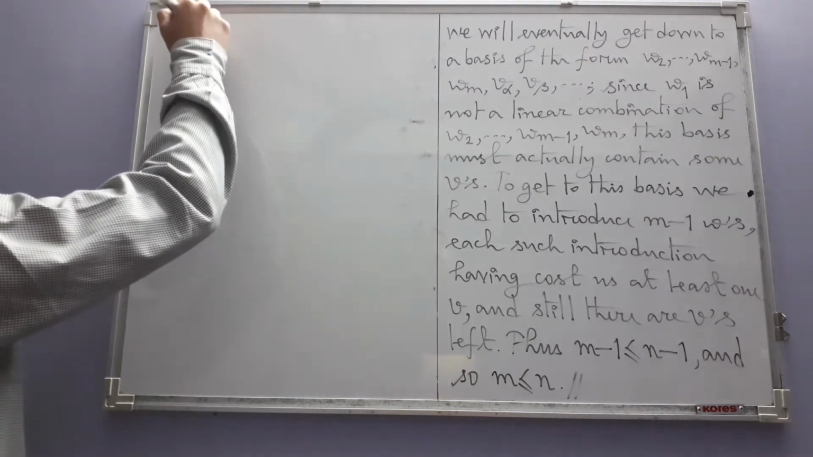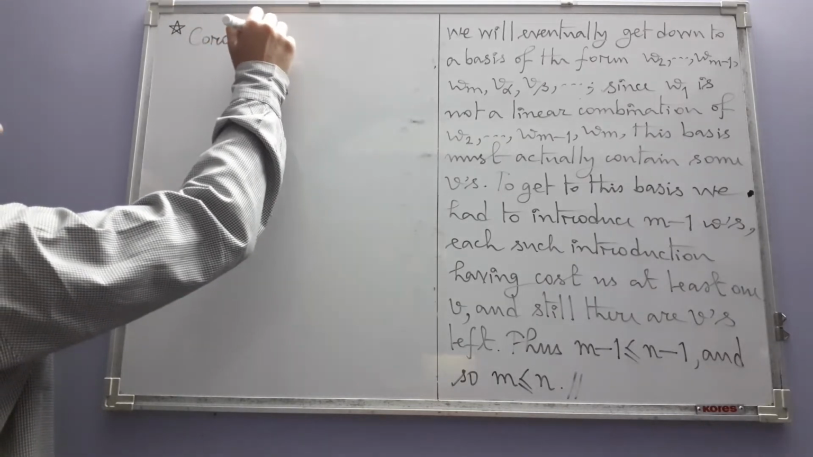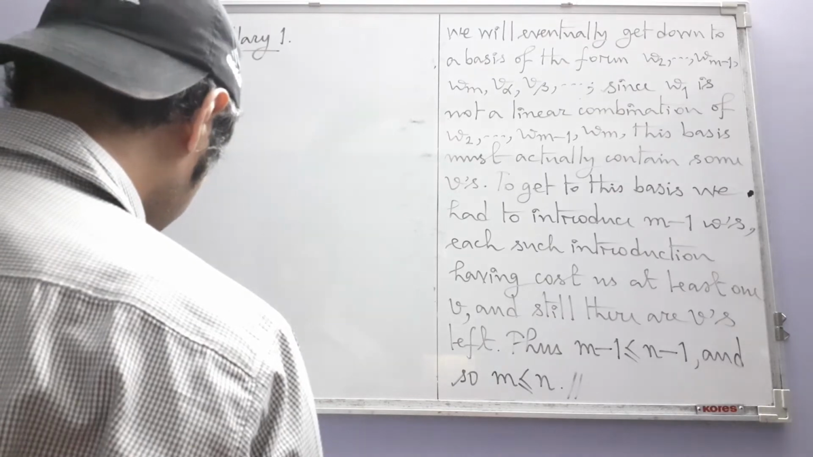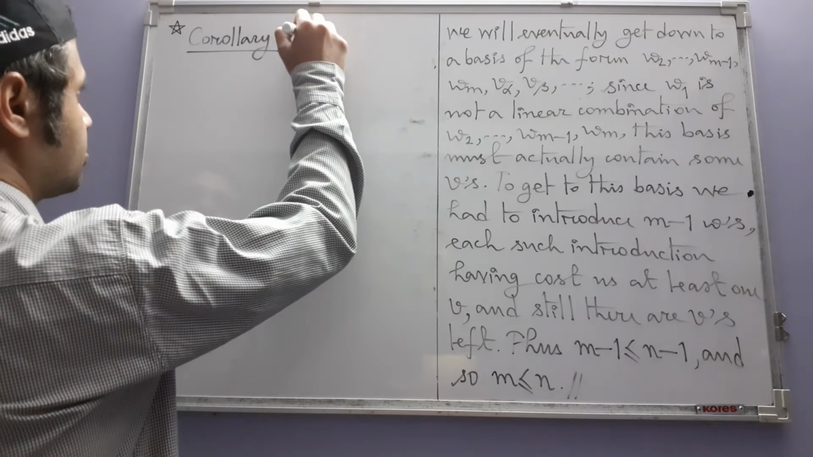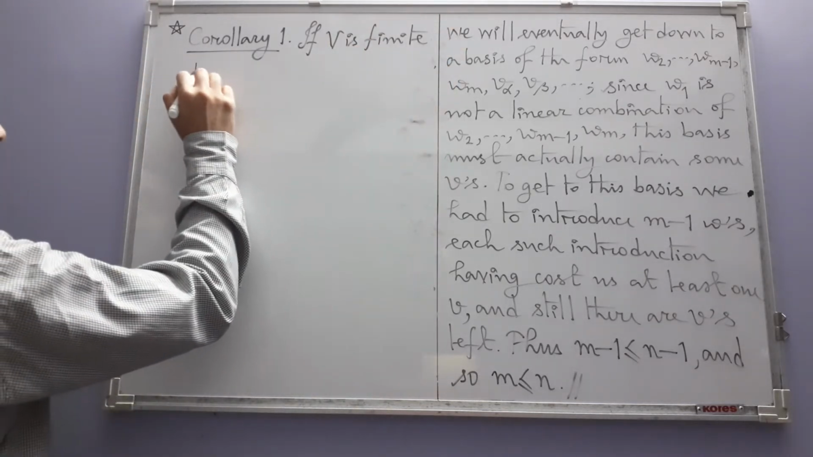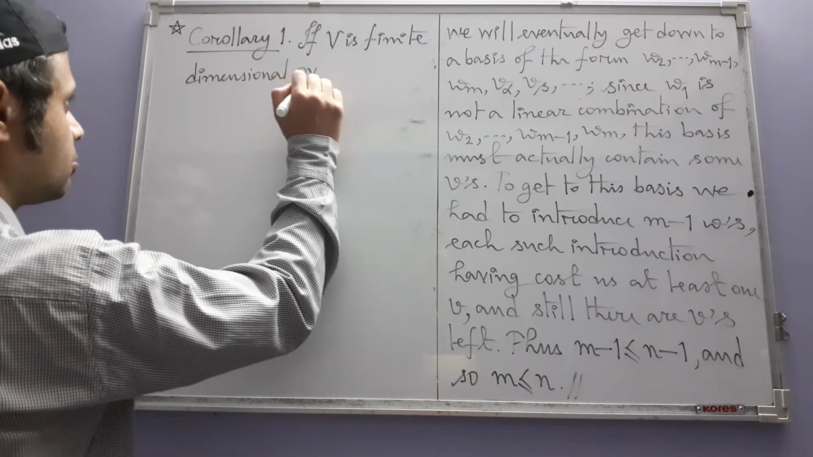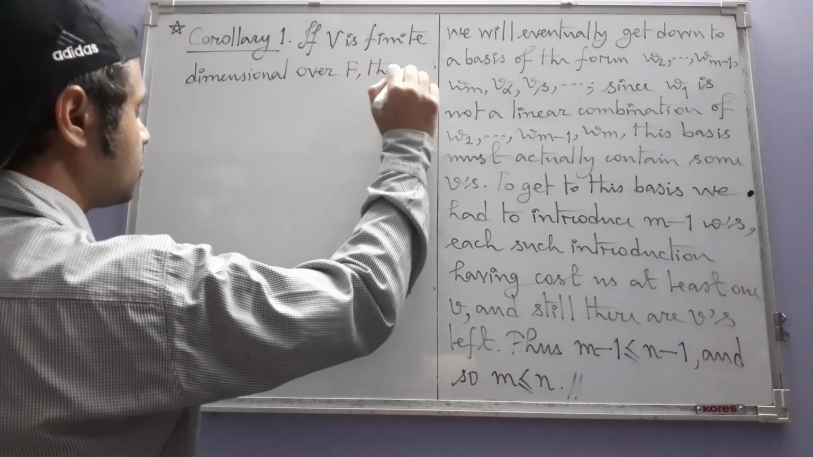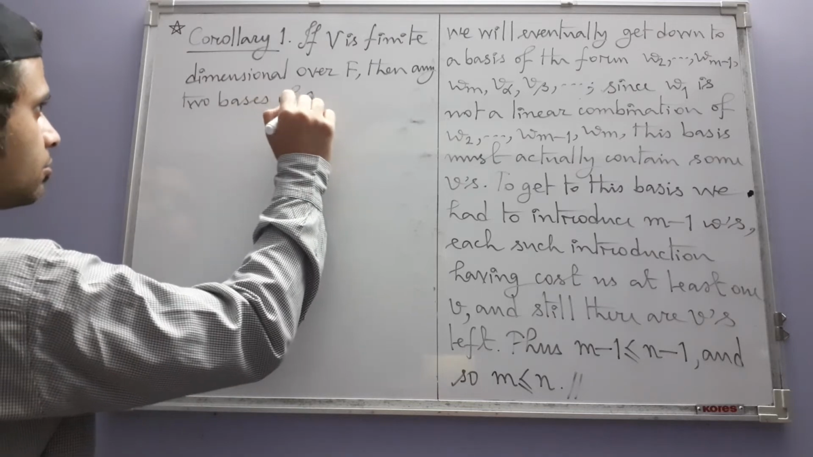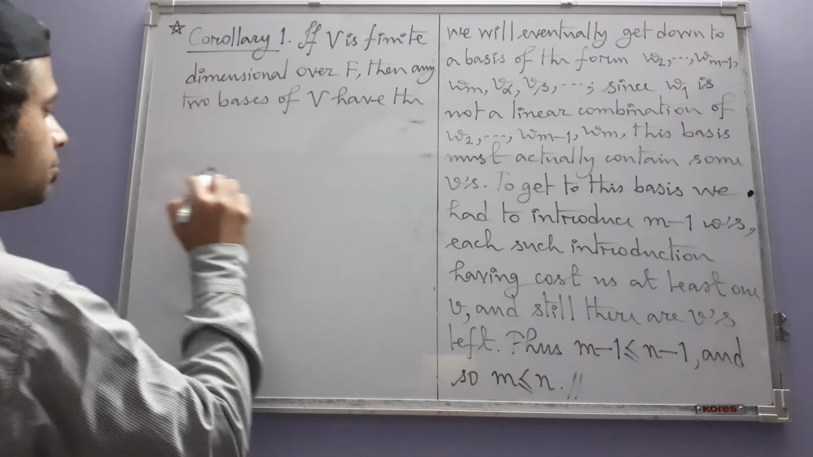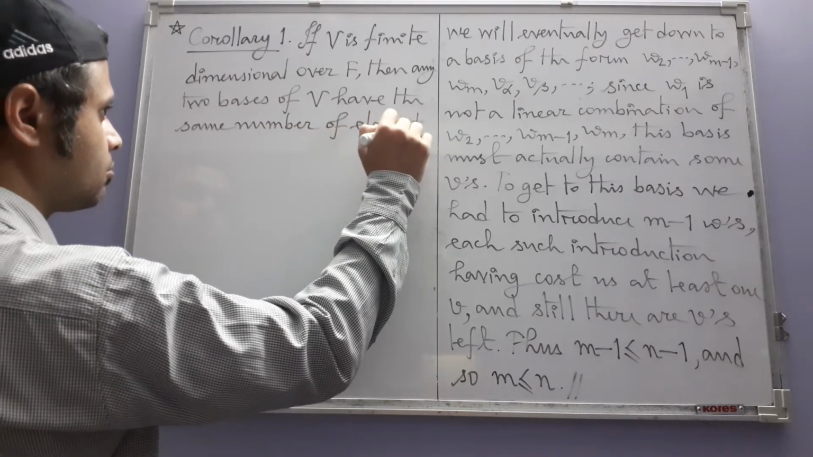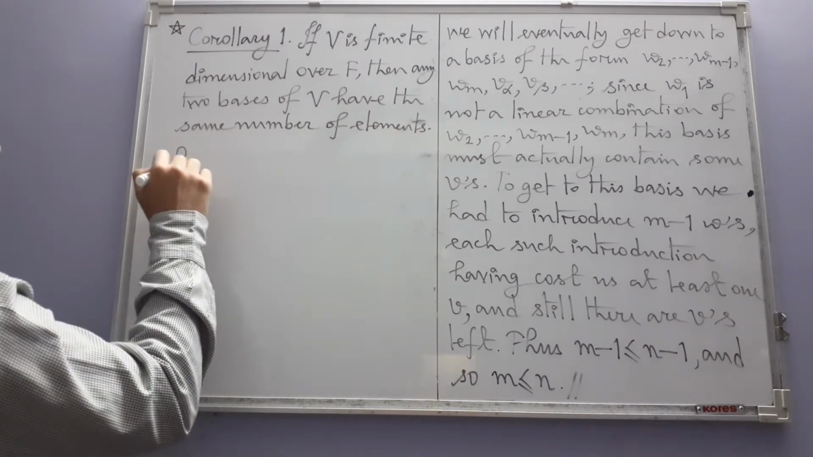So let us see the corollary. If V is finite dimensional over F, then any two bases of V have the same number of elements. So let us see the proof.